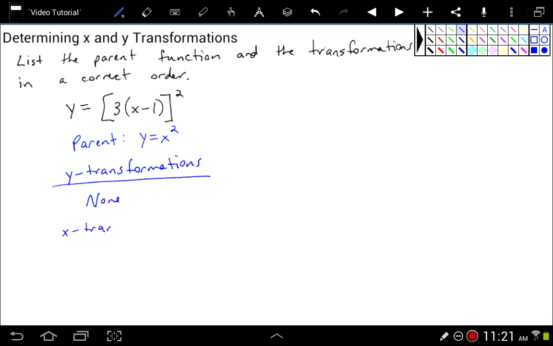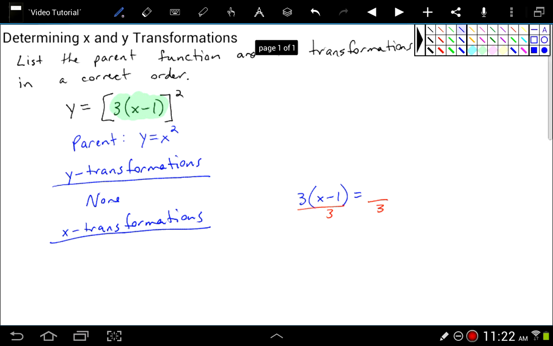Now the x transformations are, remember, everything happening inside here. I've got to think about, if that thing were in an equation, how would I get x by itself? So let's say I had 3 times the quantity x minus 1 equals something. How would I start dismantling this thing to get x by itself? Well, the first thing I would do is divide both sides by 3. Whatever is over here, who cares what's on the right side? Remember, it doesn't matter what number is there. So I would divide by 3. That would be the first thing I would do to get x by itself.